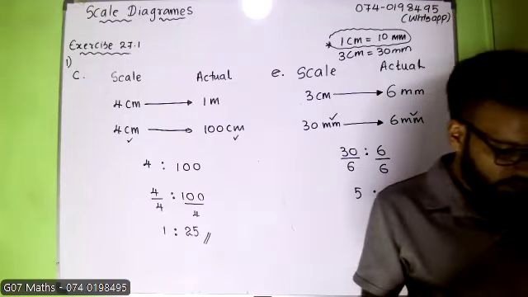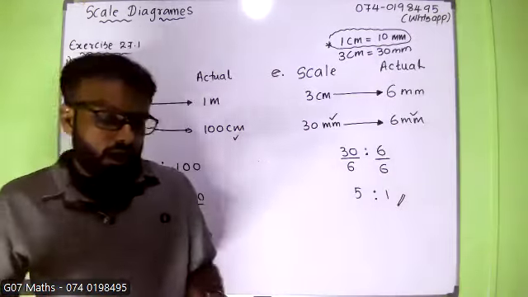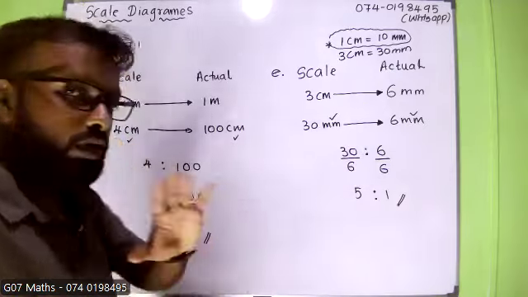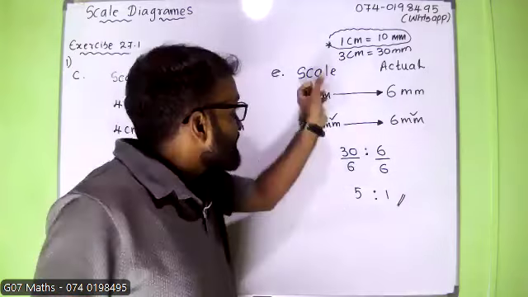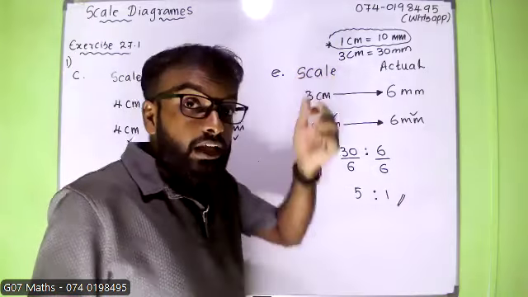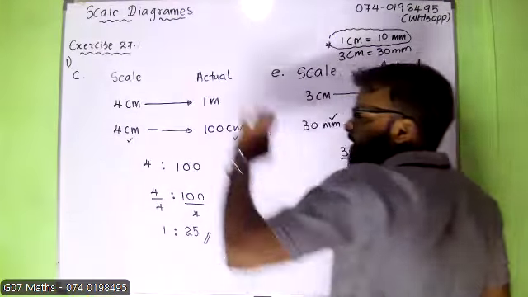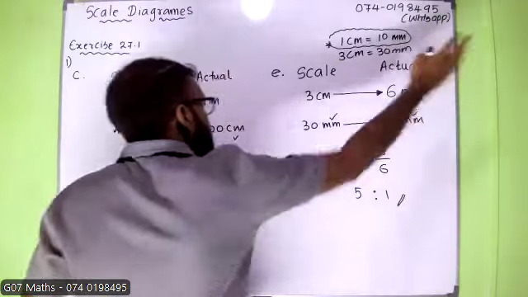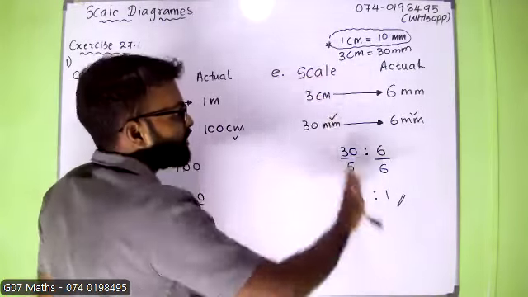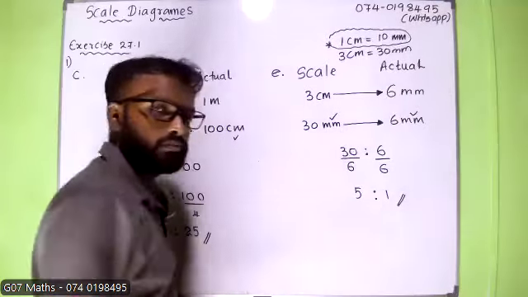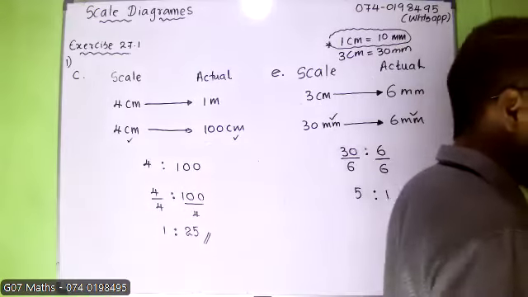Now we are going to move to the next part. What I told you earlier, you need to remember: always write down your scale length on your left hand side, and on your right hand side write down your actual length. Left hand side is scale, right hand side is actual. Keep that in your mind. Very important.